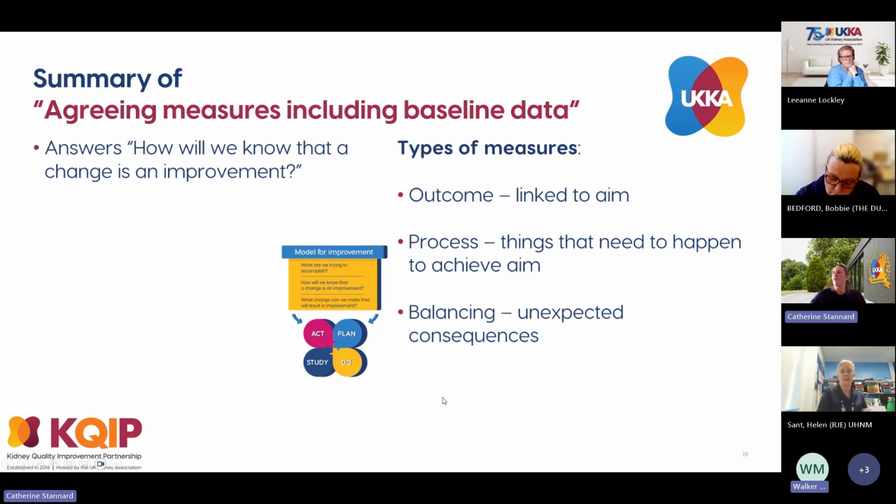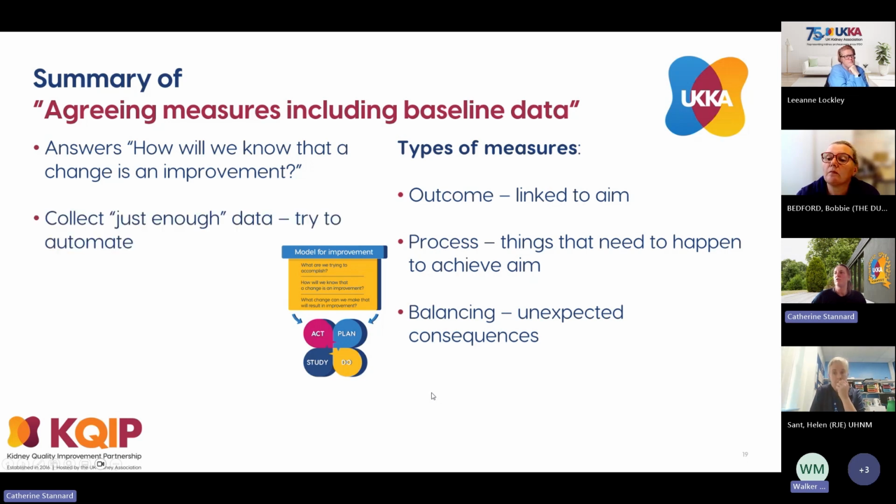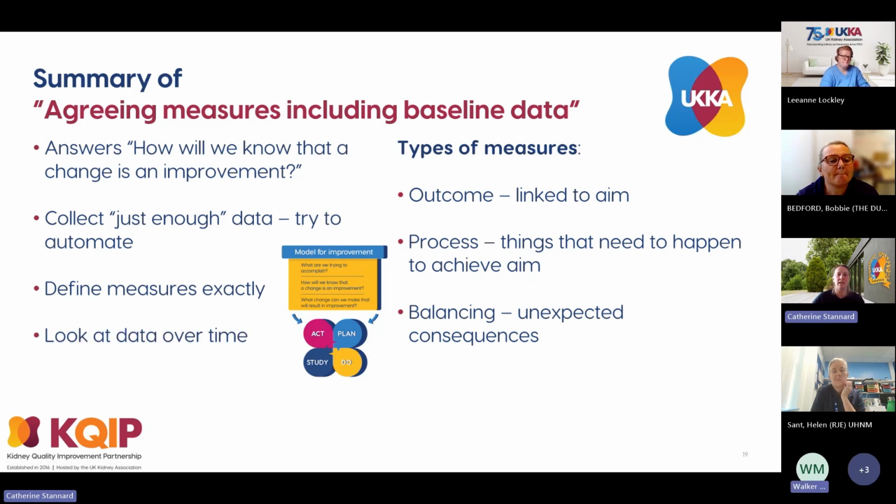So agreeing measures helps you to answer whether you know that a change is an improvement. You collect just enough data, try to automate it if you can, so you're not taken up by data collection. Define measures exactly and look at data over time so that you can understand variation.